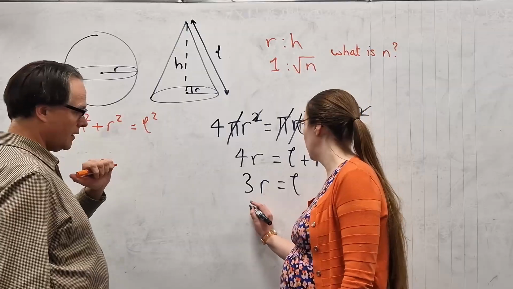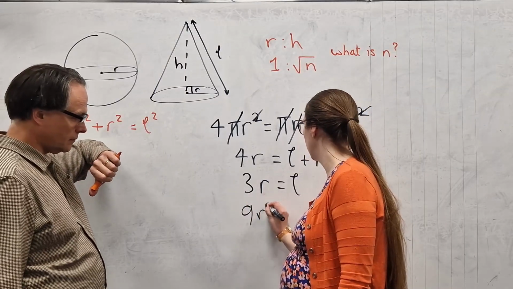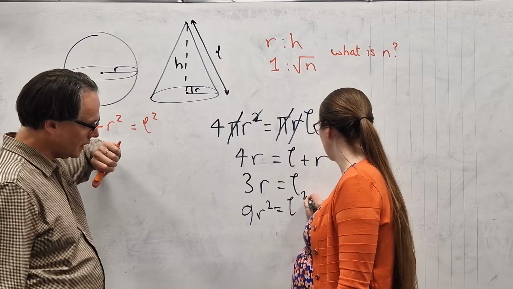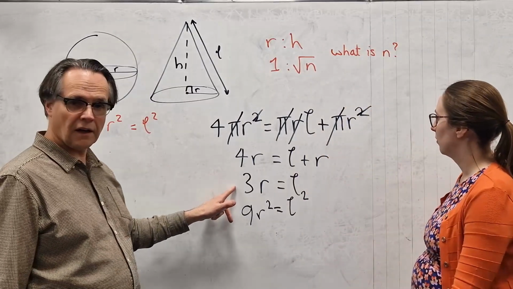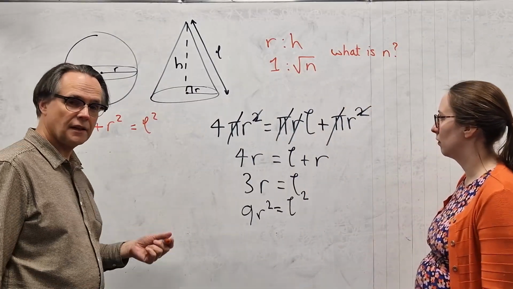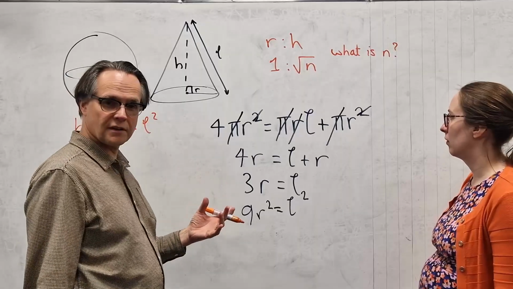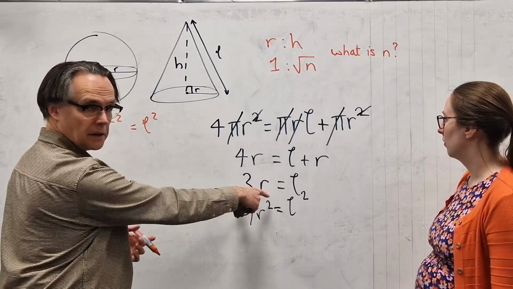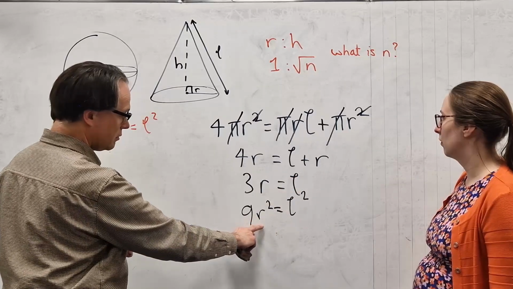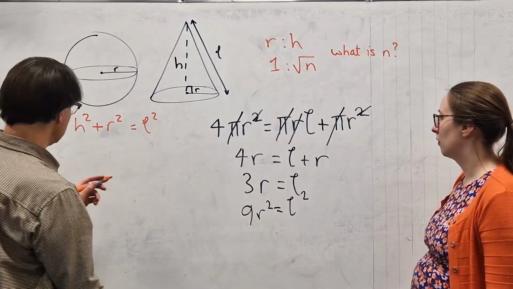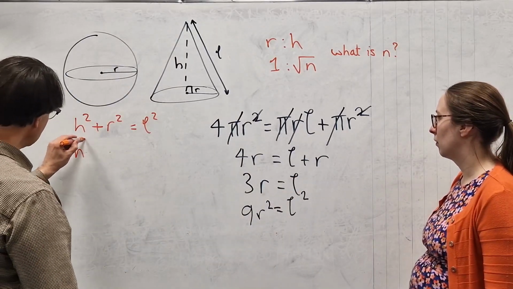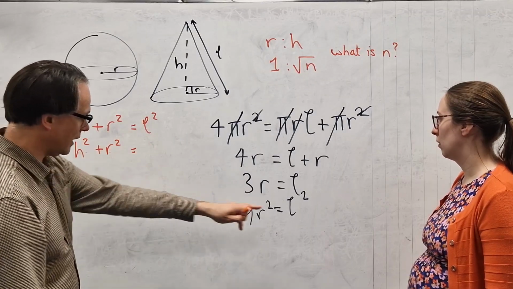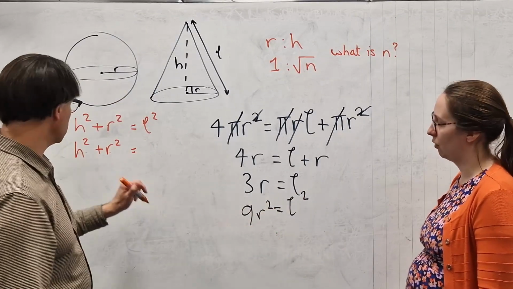Let's do that then. If we square this side, we've got 9r squared, so square each term separately, equals L squared. You've got to remember, if you square 3r, it's not 3r squared. There are so many ways to get this wrong, isn't there? So if I square 3r, I've got to square the 3 and square the r, so 9r squared is now L squared. So here, I've got h squared plus r squared equals L squared, but L squared is 9r squared.